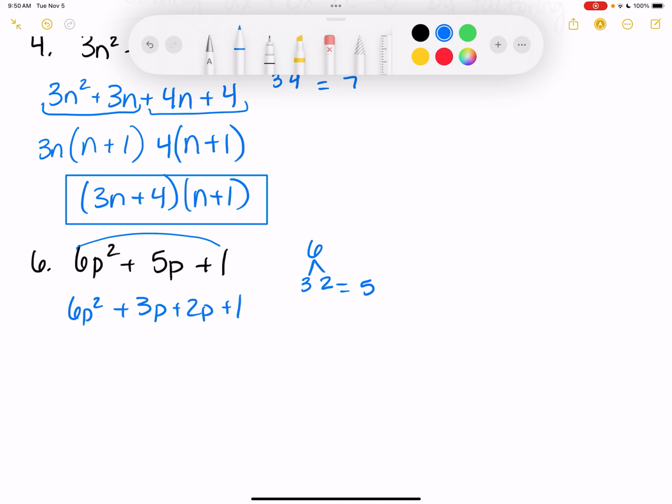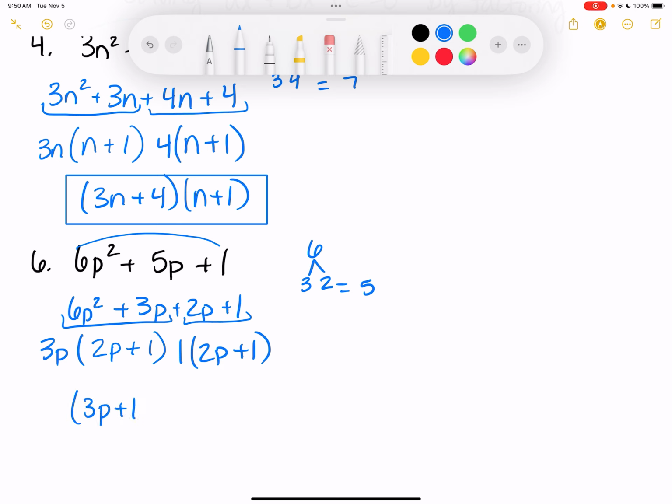Now we factor by grouping. What can I take out of this first grouping? 3p. 3p, and what am I left with? 2p plus 1. 2p plus 1. And what can I take out of this last one? 1. Yep, just a 1. It's kind of a trick question. 2p plus 1 is what's left. Parentheses match, so I'm good. So I have 3p plus 1 times 2p plus 1.